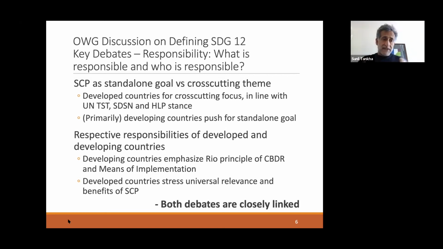So it wouldn't be the case that the developed nations, with their superior technological capabilities, shifted to more sustainable production patterns, leaving developing countries to use older and more polluting technologies. In a sense, both these debates are closely linked, and that is how in the end the United Nations came up with Sustainable Development Goal 12 as a standalone goal, in which the emphasis is on shared common responsibilities, but differentiated according to the level of development.